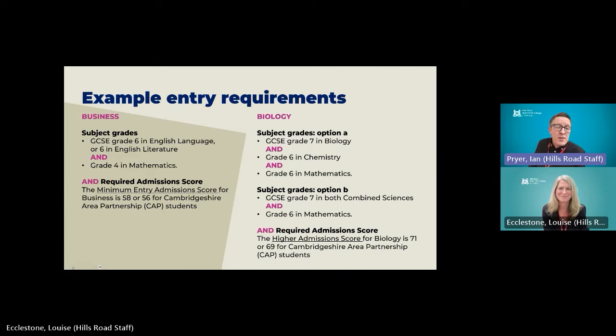None of the maths is particularly hard to do in business, but you definitely need to be happy handling numbers and working around those. And then we ask for the minimum entry admission score, which is typically 58, or 56 for Cambridge Area Partnership students. And as you've seen or will see, that is typically made up of a blend of perhaps 5s and 6s. So that gives you an idea of what we'd be looking for in business.